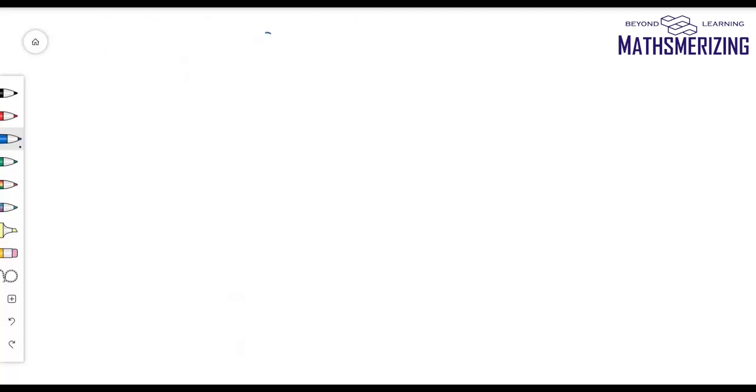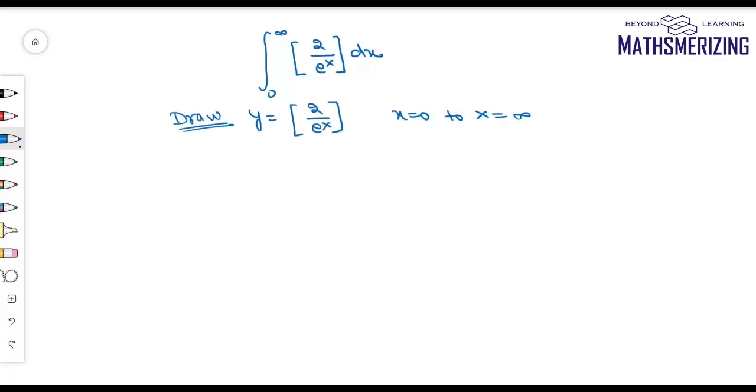Suppose I have to find this integral, which is 0 to infinite, greatest negative function of 2 upon e to the power x. So what I'll do is I'll draw the graph of y equals greatest negative function of 2 upon e to the power x. Now here my basic graph is y equals 2 upon e to the power x, or I can write y equals 2 into e to the power minus x. So I'll draw this graph.